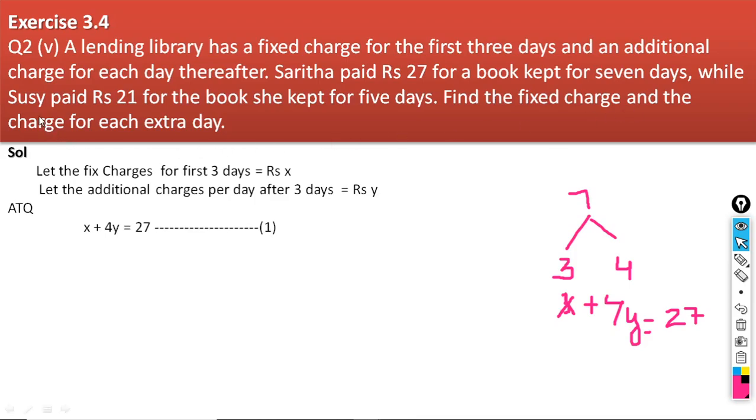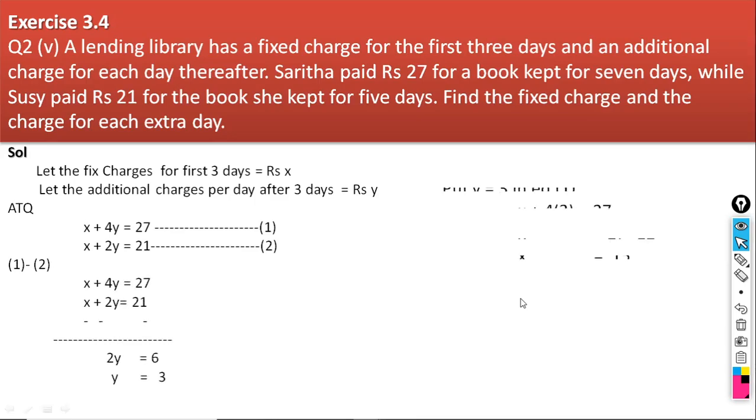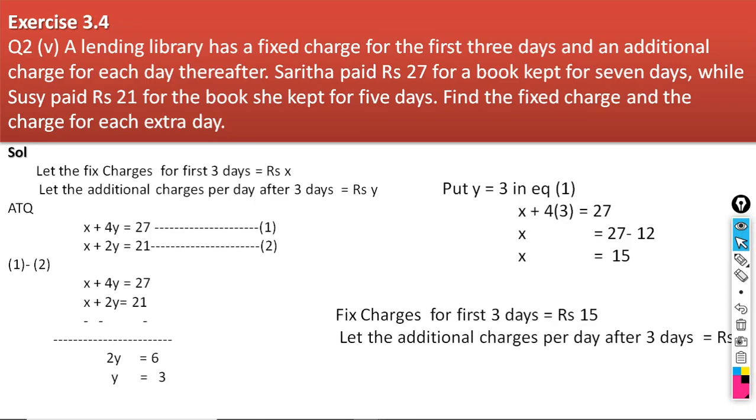Whereas in the second case, Susie paid rupees 21 for the book. She kept it for 5 days. Again, the 5 days you have to break into two parts: one is 3 and the second is 2. So the equation will be x plus 2y equals 21. This is the second equation we get. You will solve them and be able to find the values of x and y by subtraction. You find y is 3 and x equals 15. So the fixed charge for 3 days is rupees 15 and the charge per day thereafter is rupees 3.